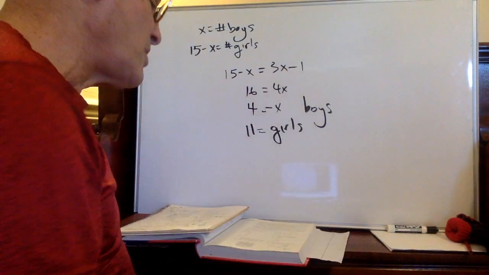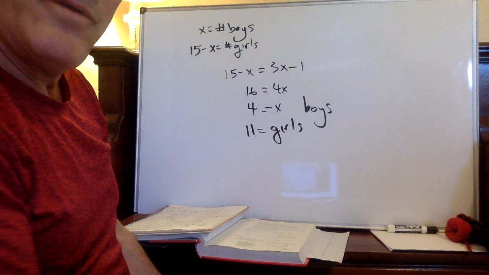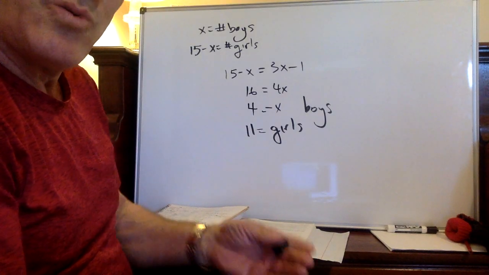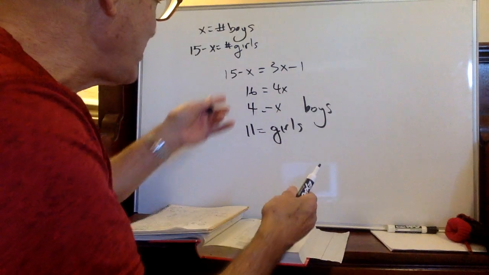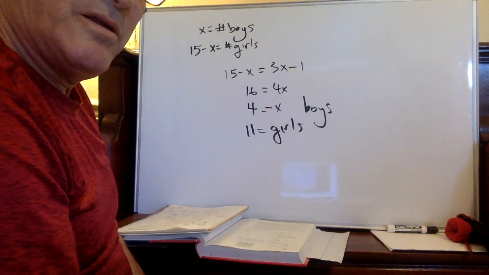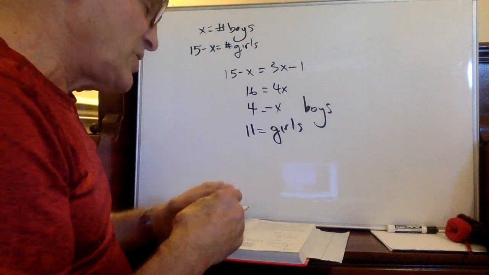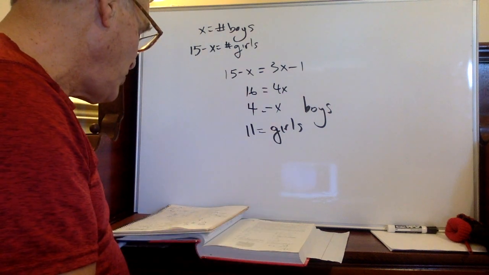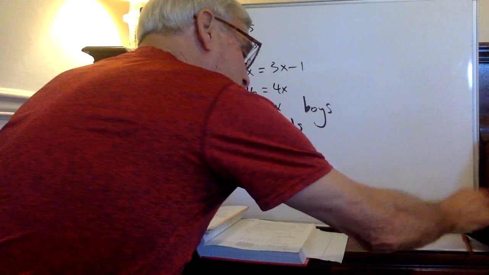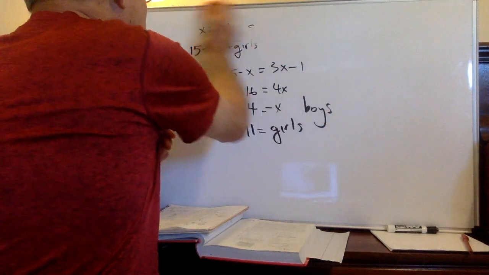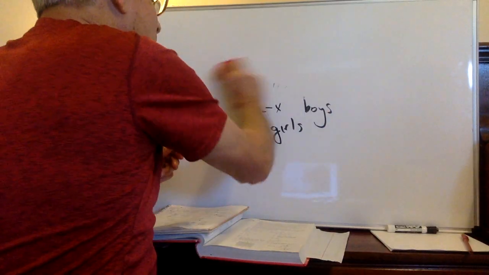There are others. You could have done it in 2 variables if you wanted. Let x equal the girls or boys, and let y be the other. x plus y is 15, and then your second equation would be the girls is 1 less than 3 times the boys. This one's just as simple to do in 1 variable. 11 girls, 4 boys. Hopefully you understood one of those ways. Number 3.